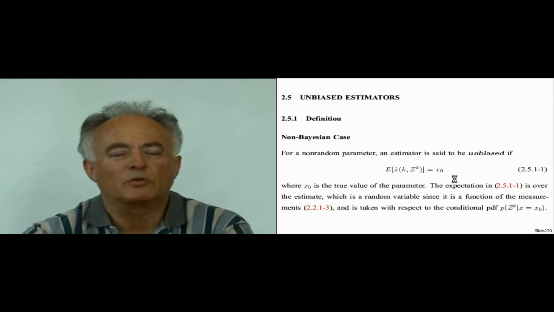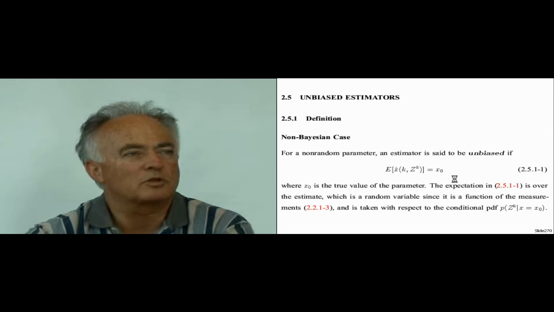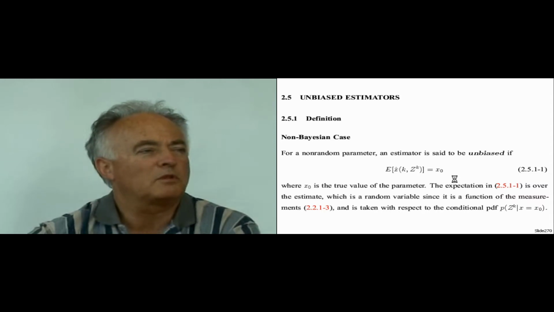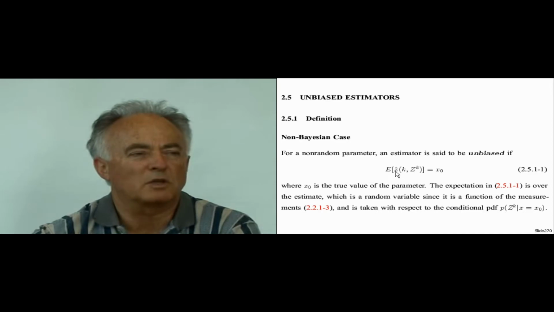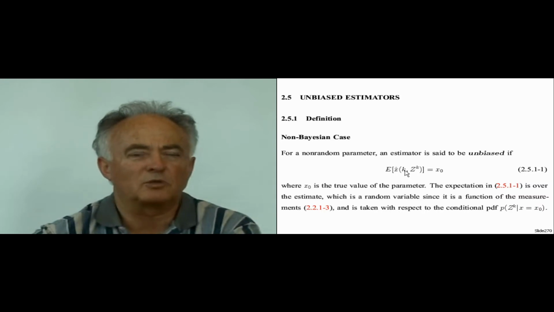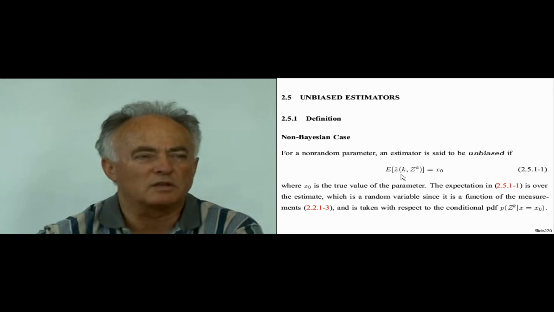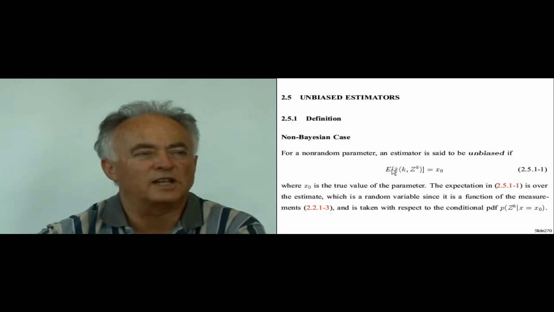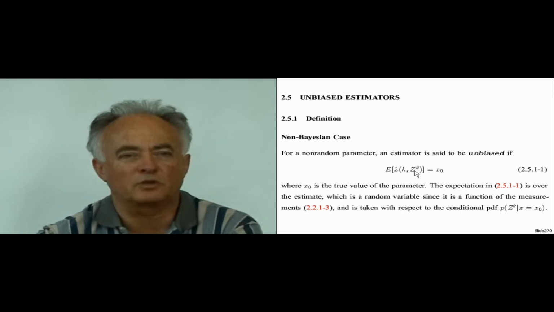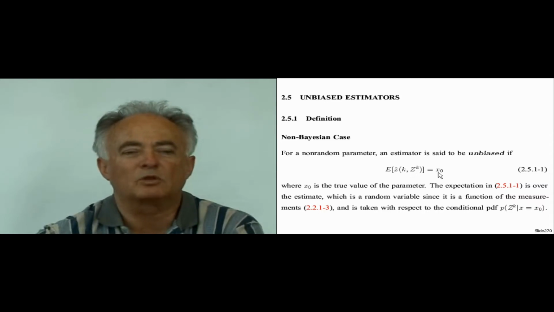Some of the properties of interest for estimators will be discussed next. First is unbiasedness. How do we define unbiasedness? For a non-random parameter, an estimator is unbiased if the mean of my estimate, and remember the estimate x hat, that's a function, becomes a random variable as soon as we put in the values of z. These are the observations. So what we want is that the expected value of this random variable over all the possible observations should be the same as the true value. So on the average, we got it right.